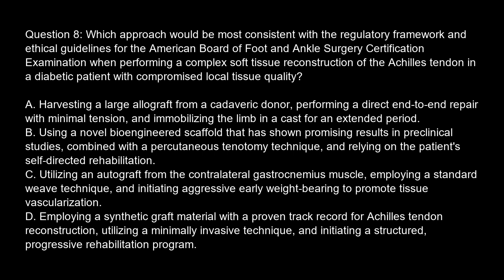Option C. Utilizing an autograft from the contralateral gastrocnemius muscle, employing a standard weave technique, and initiating aggressive early weight bearing to promote tissue vascularization. Option D. Employing a synthetic graft material with a proven track record for Achilles tendon reconstruction, utilizing a minimally invasive technique, and initiating a structured, progressive rehabilitation program.